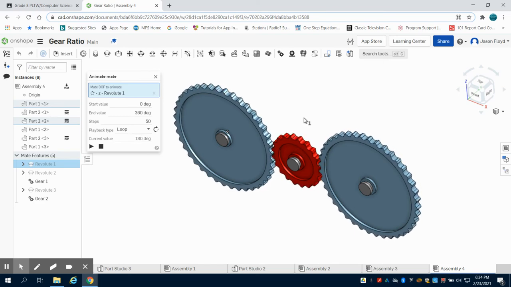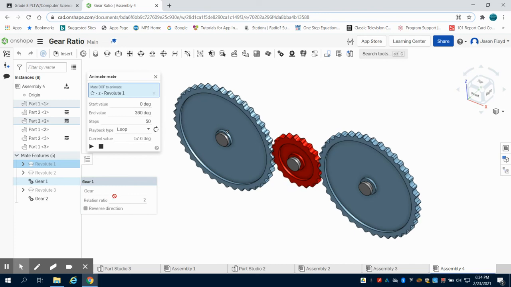Or you can do the diameter. The diameter of this one is 5 to 2.5, so that's a 2:1. If this one was 5 and this one was 1, this would be a 5:1 ratio. So when you would do your gear ratio here, you would put in 5.